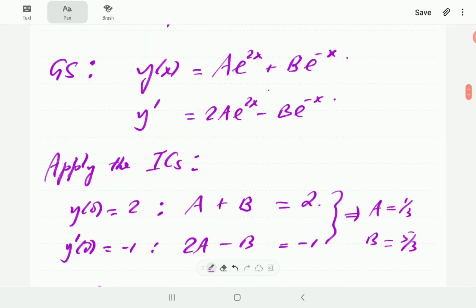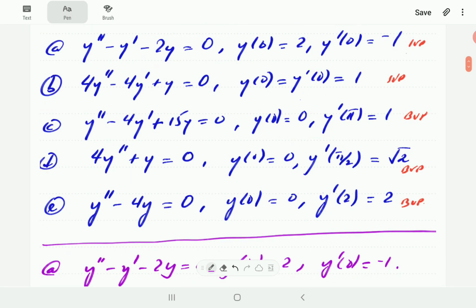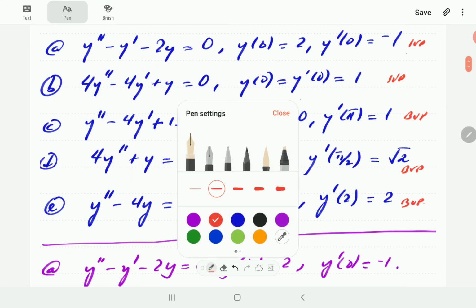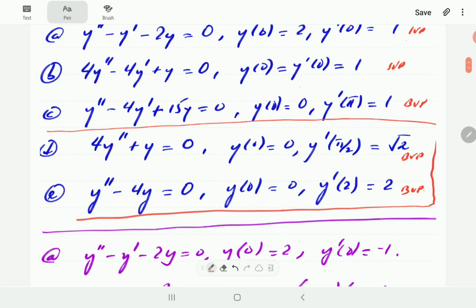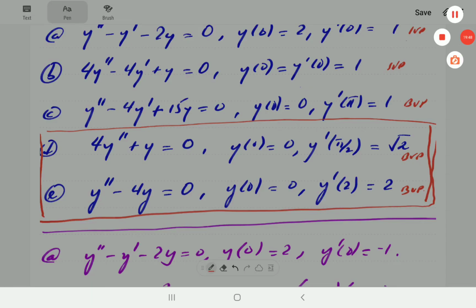We are now going to give you an opportunity to have a go at D and E. So if you just want to have a go at D and E, you could pause the video, have a go at these two, and then you can compare with our solution when you continue the video.